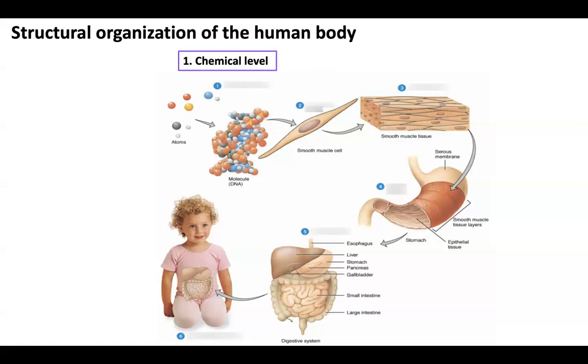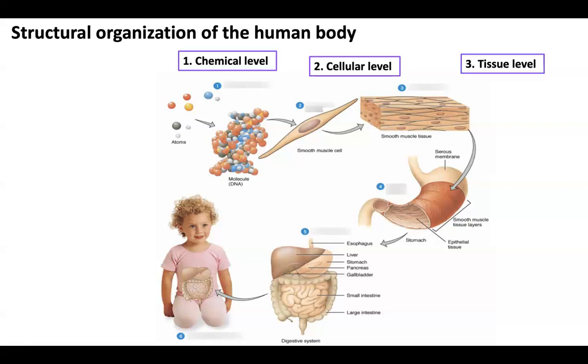So the second level is the cellular level. As you know, we have trillions of cells, and cells are the building blocks of our body. They are the structural and functional units of our body. They are the smallest living things. Cells having similar function unite to form tissue.